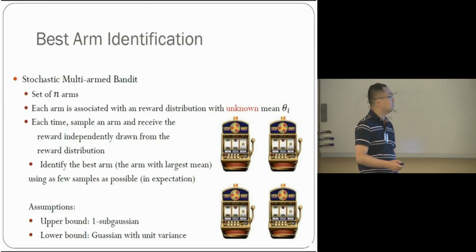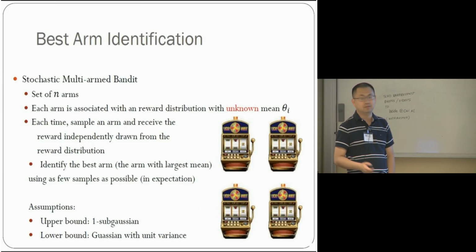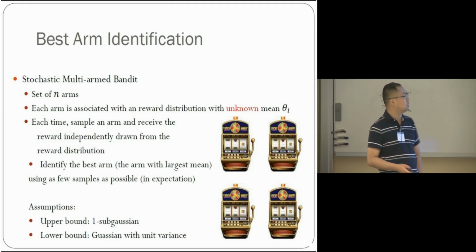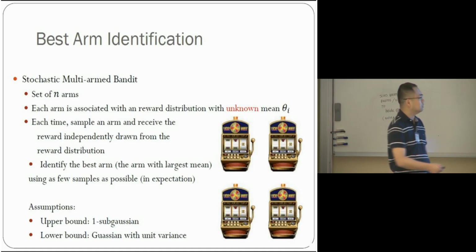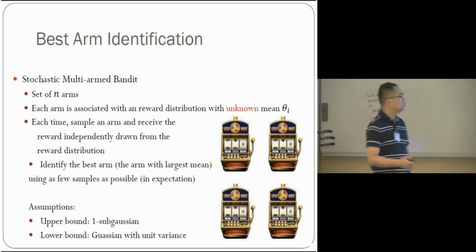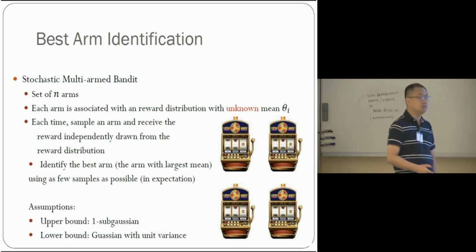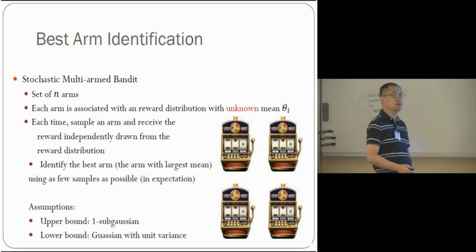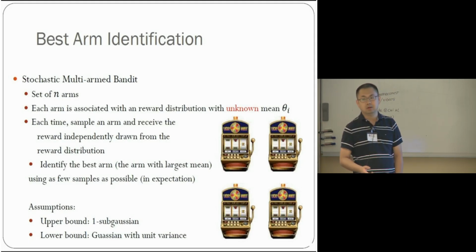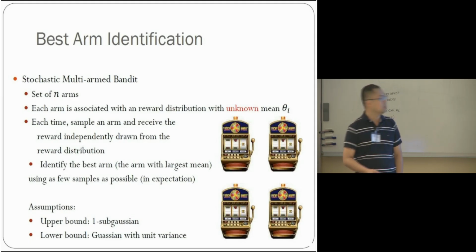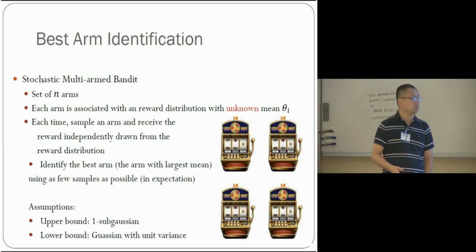So we studied this very classical best arm identification problem. In this model, we have a set of n arms, and each arm is associated with a reward distribution with unknown mean, which we denote by theta_i. We can adaptively pull those arms, and upon each pull, we get a reward sampled IID from the corresponding reward distribution. Our goal is to identify the best arm using as few samples as possible. By best arm, I mean the arm with the largest mean.